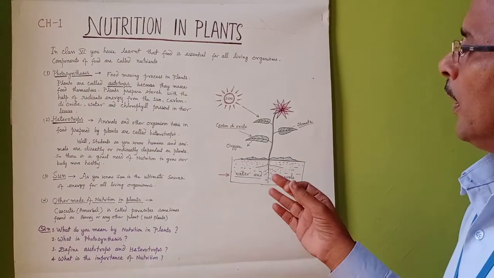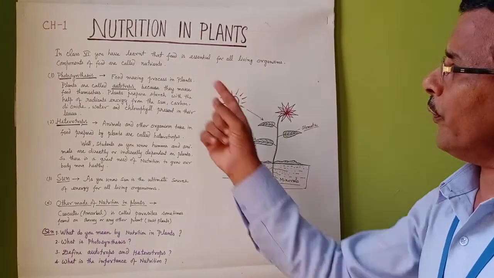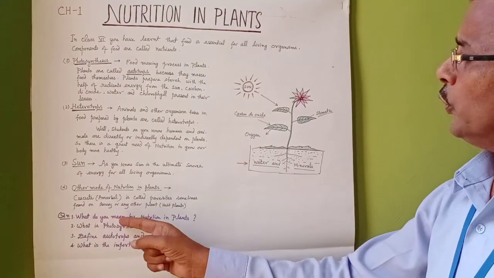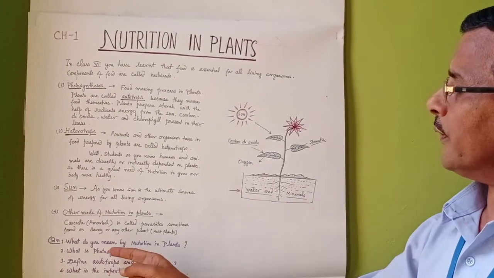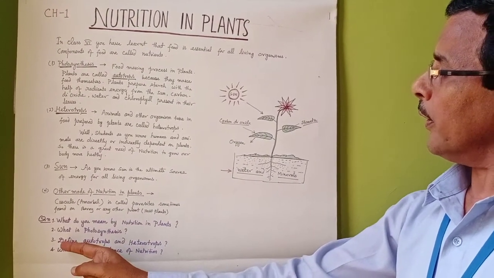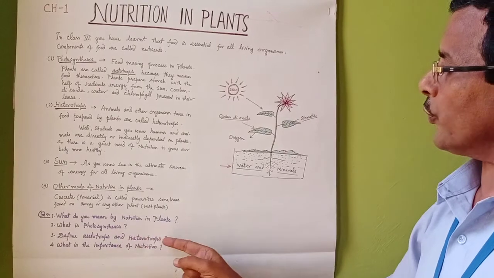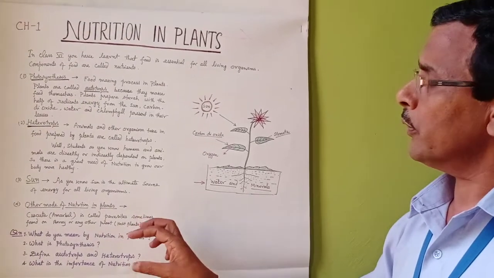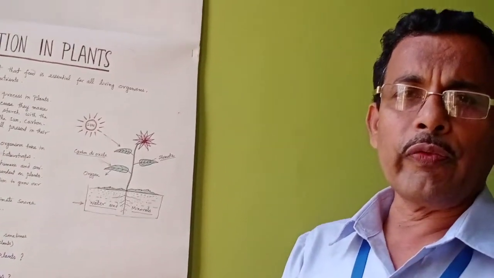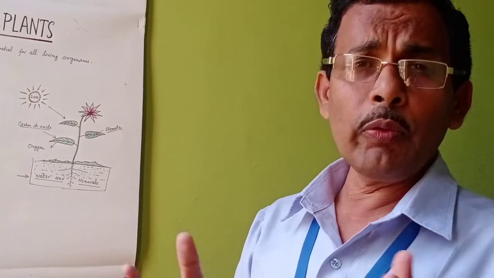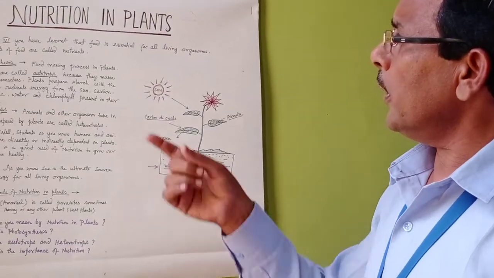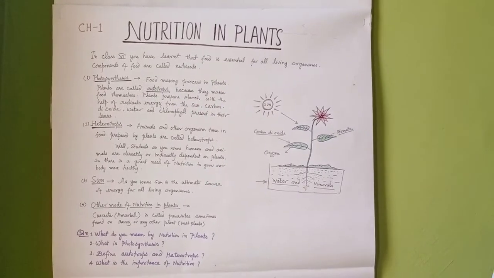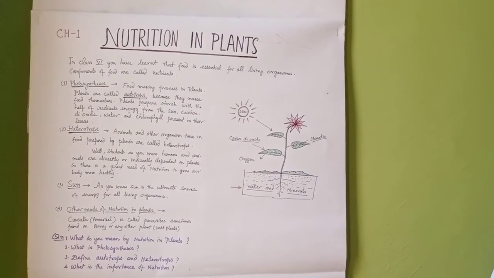So students, there are some questions also. If you understand these things, you should answer. Question number one, what do you mean by nutrition in plants? Number two, what is photosynthesis? Then number three, define autotrophs and heterotrophs. Number four, what is the importance of nutrition? So these are the questions you should find the answers to from your books. And you can get these answers from whatever is given here in this picture. Read it silently and try to find these answers.